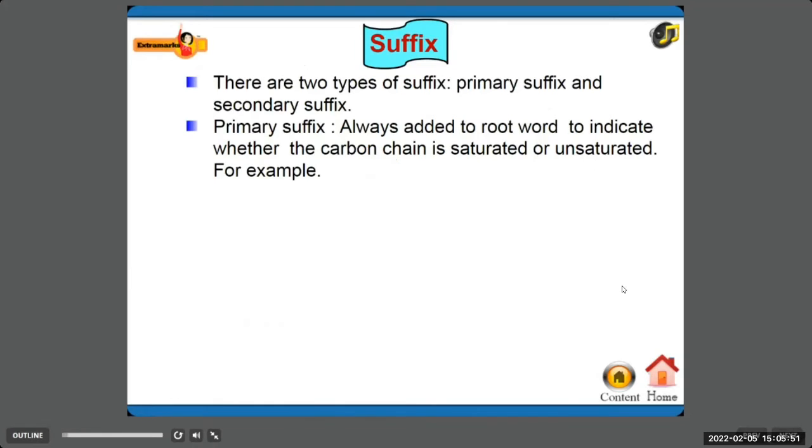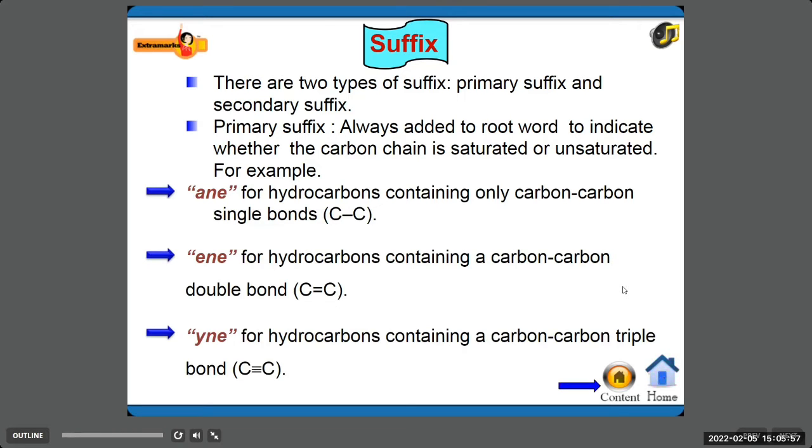There are two types of suffixes, primary suffix and secondary suffix. Primary suffix is always added to the root word to indicate whether the carbon chain is saturated or unsaturated. For example, suffix "ane" is used for hydrocarbons containing only carbon-carbon single bonds. Suffix "ene" is used for hydrocarbons containing a carbon-carbon double bond. Suffix "yne" is used for hydrocarbons containing a carbon-carbon triple bond.